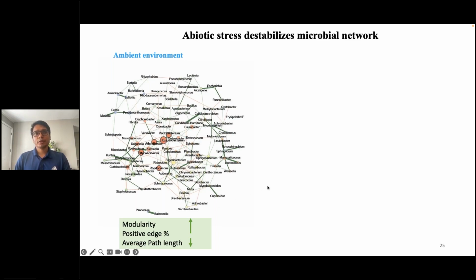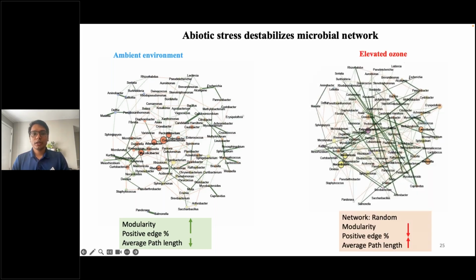So when we compare this network under the ambient environment condition to that under elevated ozone, under elevated ozone we saw a random network, where we saw a decrease in the modularity, a decrease in the positive edge percentage, meaning there were more negative interactions, and an increase in the average path length. And if we look at the hub taxa here, we saw different hub taxa under this abiotic stress. So from here we can see that in the presence of the stress, not only is the microbial association changed, but there is also a change in the hub taxa as well.